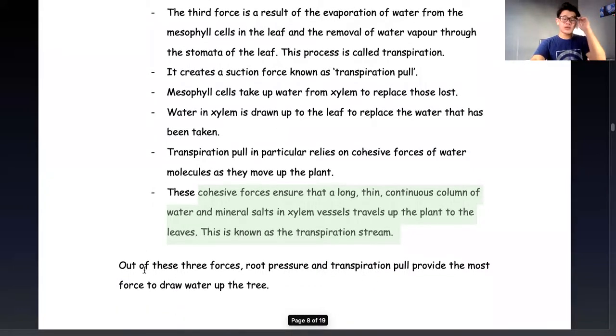And now here, out of the three forces, root pressure, transpiration pull and capillarity, transpiration pull provides the most force to draw up water. If you have a very big plant, such as a tree, what drives most of the movement of water is the transpiration pull. The root pressure as well as the capillarity and cohesion do play a bit of a role, but not as much as transpiration pull, especially in larger plants such as trees.